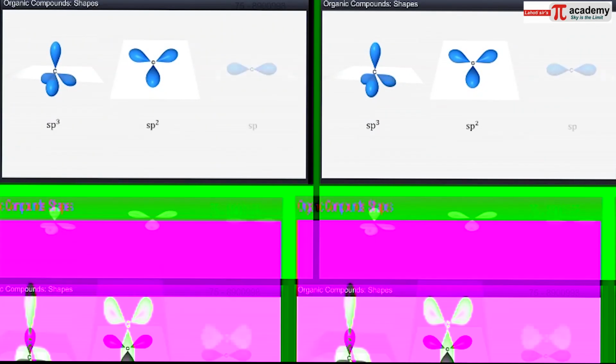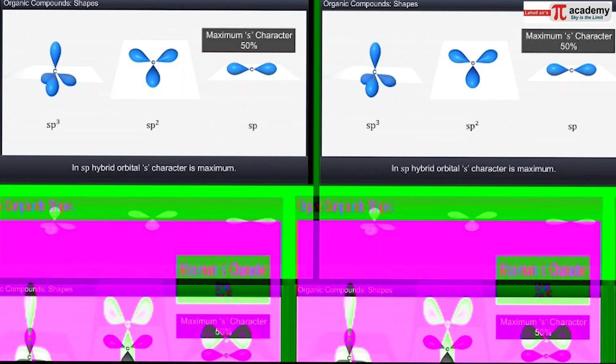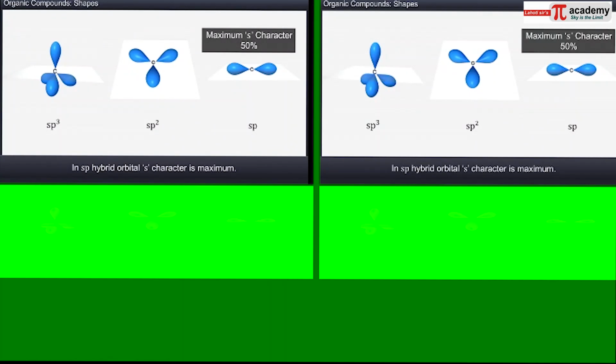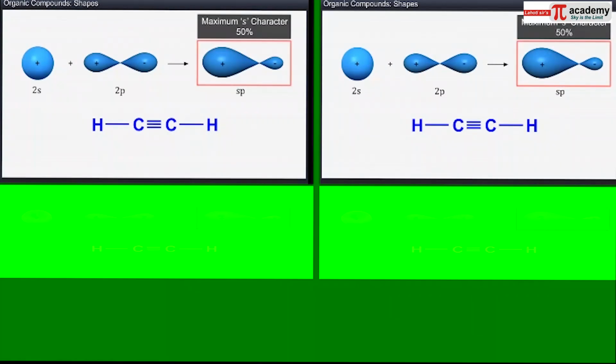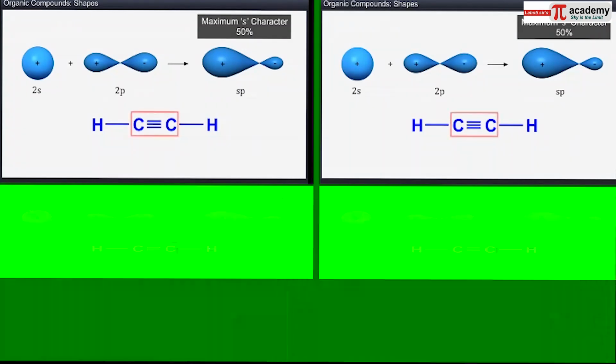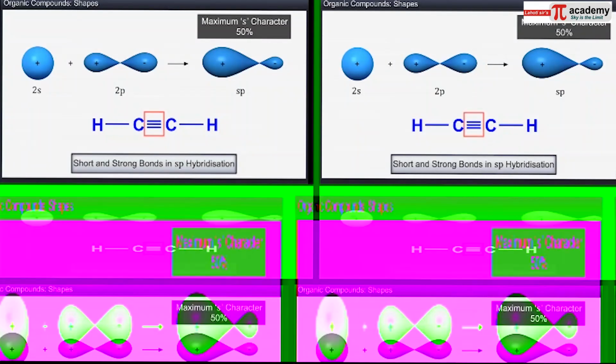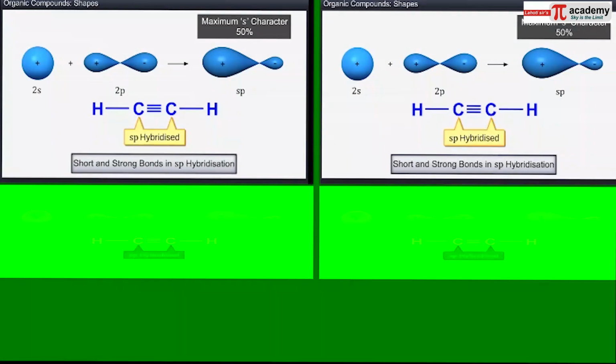Among sp3, sp2, and sp, in an sp hybrid orbital, the s character is maximum, that is, 50%. Greater is the s character, closer is the orbital to the nucleus, and hence higher is the electronegativity of that carbon. Also, these effects result in shorter hybrid orbital, shorter bond length, and greater bond strength of the bonds formed by sp hybrid orbital.